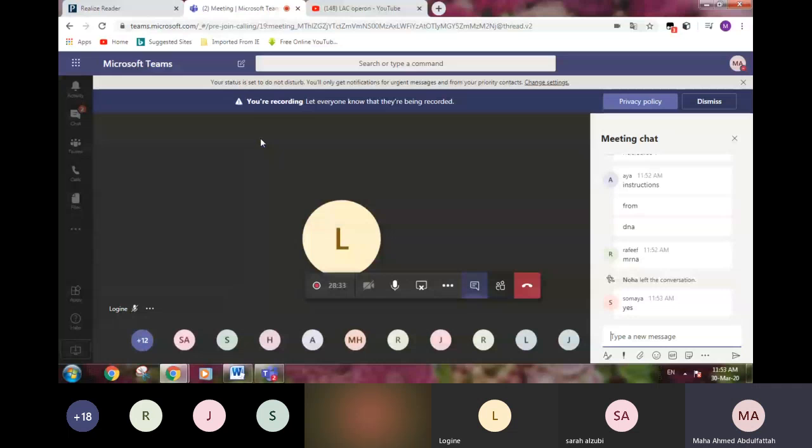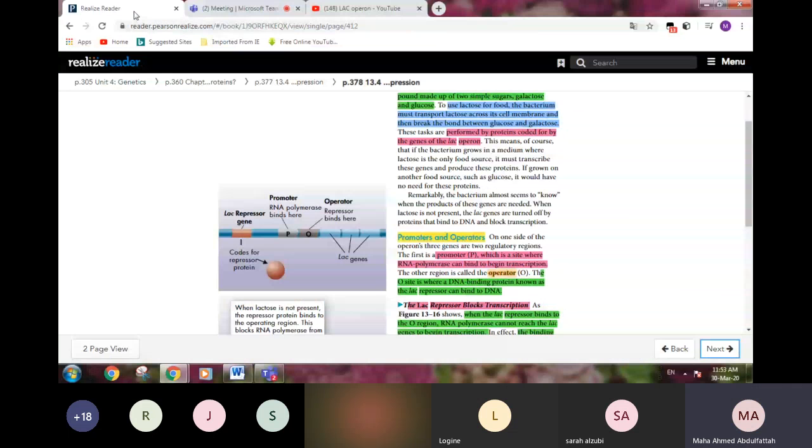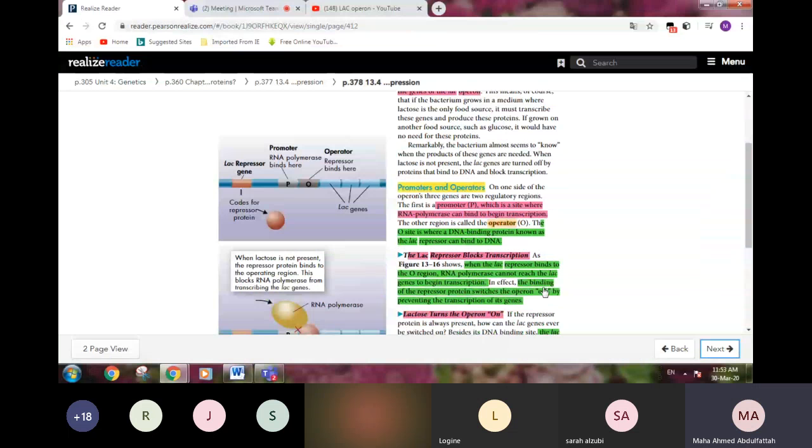Let's proceed, and inshallah you will understand more. So this part is the operon. These are the lac genes, three genes that have the instruction for the formation of certain enzymes that are needed by Escherichia coli to ferment lactose and bring it inside.